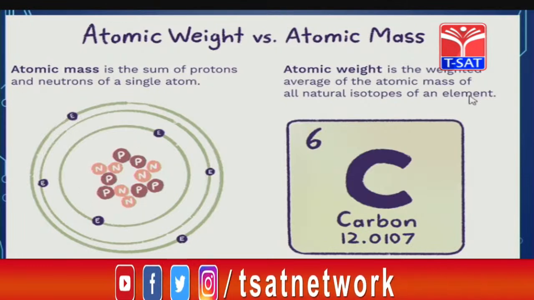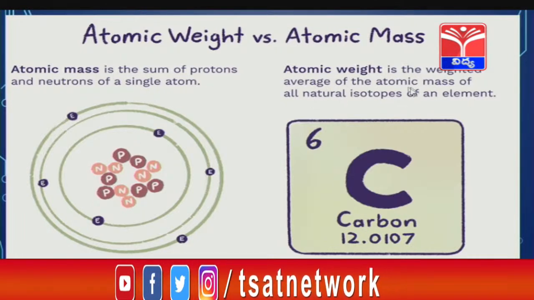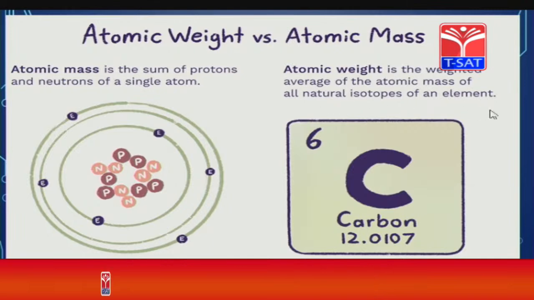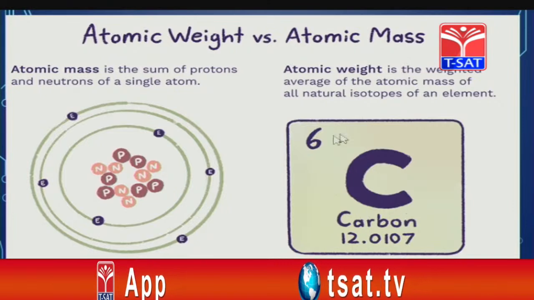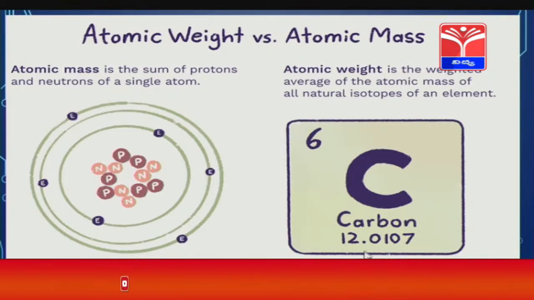Now, what is atomic weight then, children? It is the average of the atomic mass of all the natural isotopes of an element. Here, carbon-12, if you are taking it, has isotopes carbon-13 and carbon-14. So, if you take the average, it will be 12.0107. So, this is the atomic weight of the carbon atom.